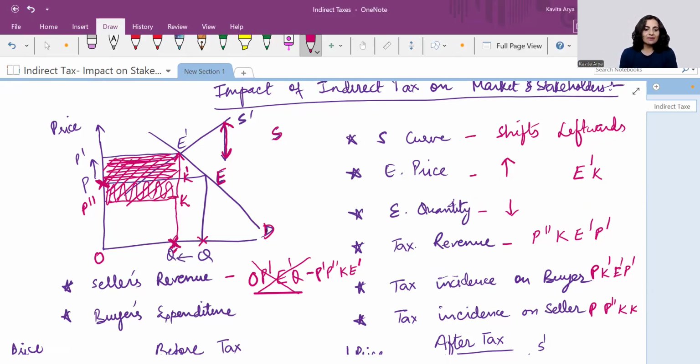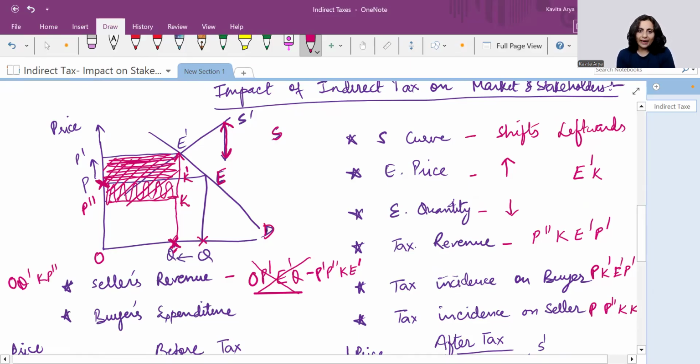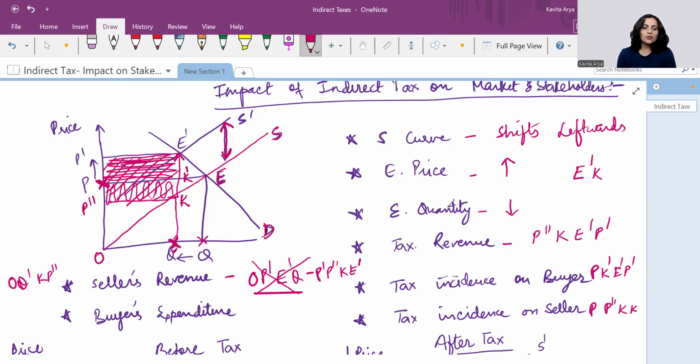So what is the seller's revenue? Seller is left with O, Q dash, K and P double dash. The lower white box is what the seller is going to get, because OQ dash is the quantity and P double dash is the price which he is going to get, right? Because this vertical distance of P double dash and P dash is the amount of tax levied, right?